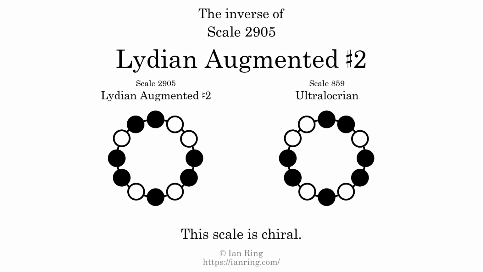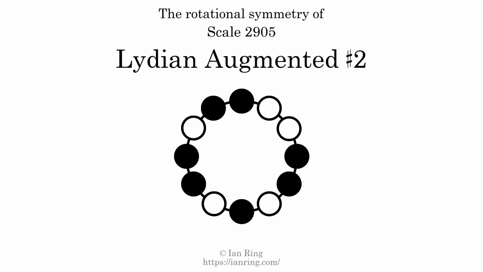The inverse of a scale is a mirror image. It is what you get when the sequence of intervals is reversed. The inverse of this scale is scale 859, also known as ultralocrian. This scale is chiral. It cannot transform into its inverse by rotational transformation. This scale has no rotational symmetry.